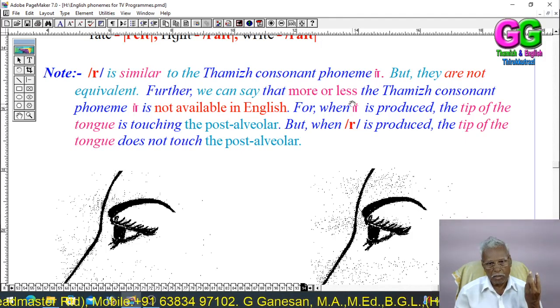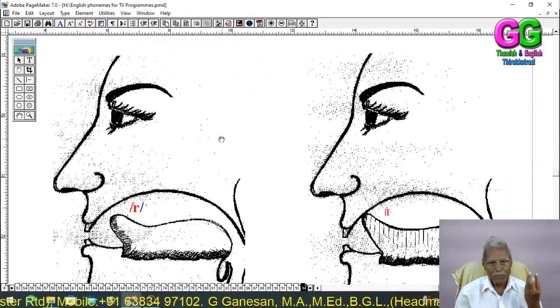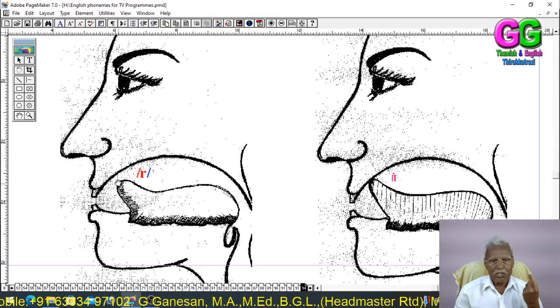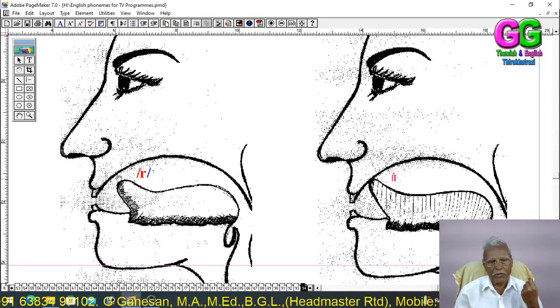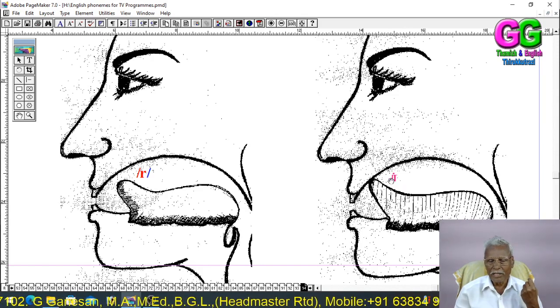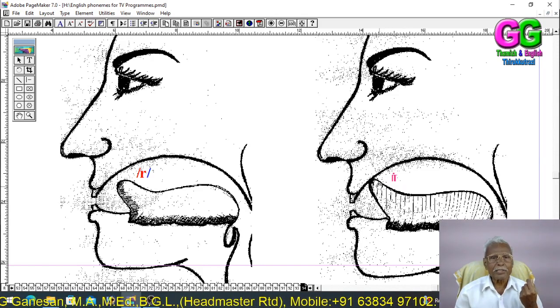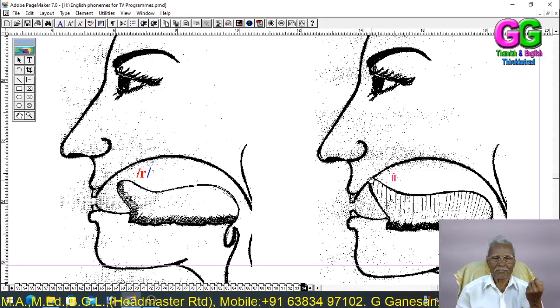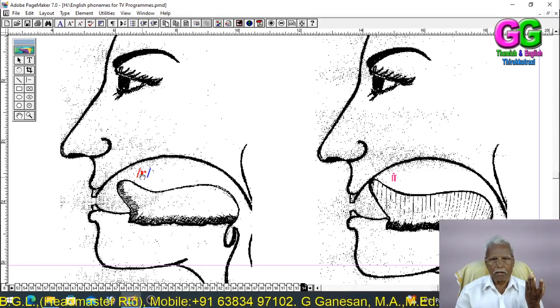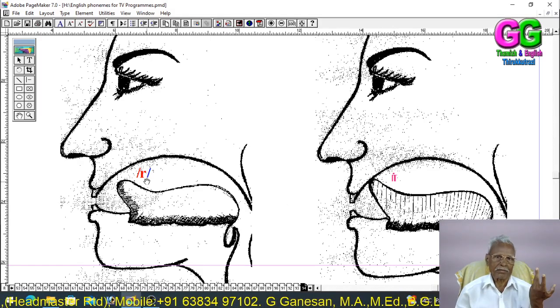Ear, air, ear, air. You see the diagrams. The tip of the tongue is not having any contact with the palate here. But when air is produced, the tip of the tongue is having a contact with the palate. This is the difference between air and ear.